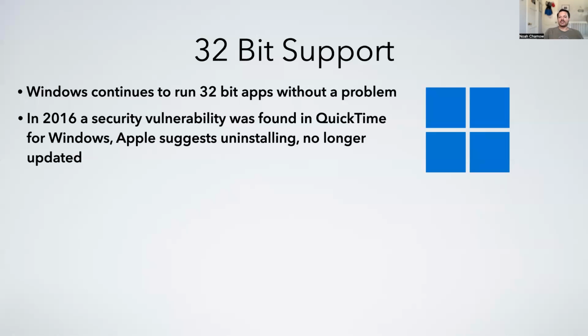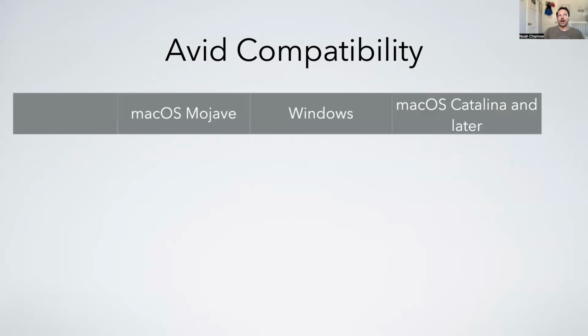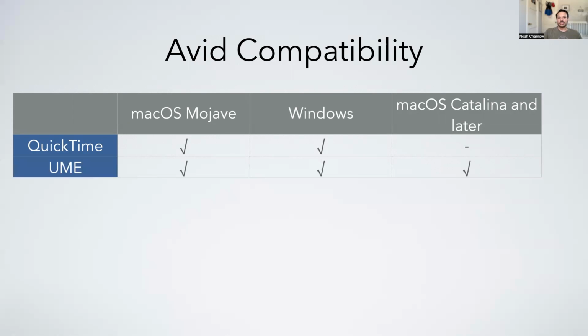So let's talk a little bit about Avid compatibility. If we look at the compatibility of Media Composer with these different operating systems, macOS Mojave and earlier versus Windows and macOS Catalina and later. The QuickTime framework is supported in macOS Mojave and earlier. It's supported on Windows, even in the newest versions of Avid, but it is not supported in macOS Catalina and later. But UME, as I mentioned, which is the replacement for QuickTime, is supported on all three.